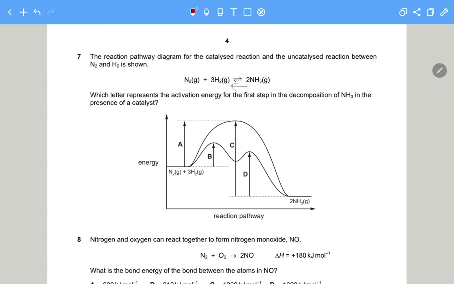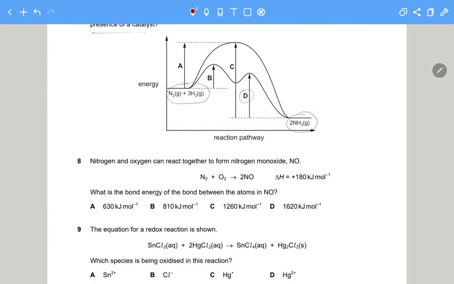Now remember, the activation energy is the energy from the reactant, which in this case is NH3, and the product, which is N2 and 3H2. Remember, we are looking at the reverse reaction. And it says in the presence of a catalyst, which means we'll follow the pathway with the lowest energy transition state. And therefore, the answer becomes D. That is the activation energy in this case.